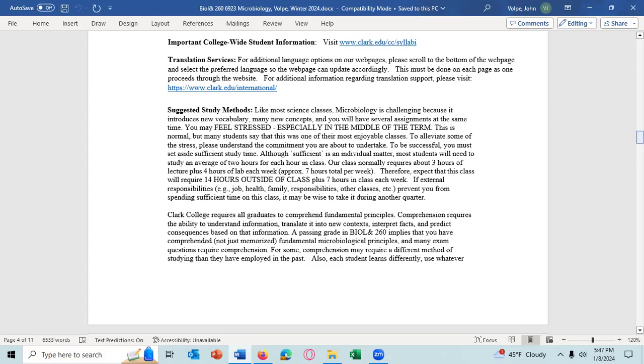Actually, I should say all students for that. What is sufficient will be an individual matter, but for most students, will need to spend an average of 2 hours for each hour of in-class time they spend. Our class normally takes 3 hours of lecture plus 4 hours of lab a week, or 7 hours total per week. Therefore, expect that most students will need to spend 14 hours outside of class plus the 7 hours in class per week in this class.